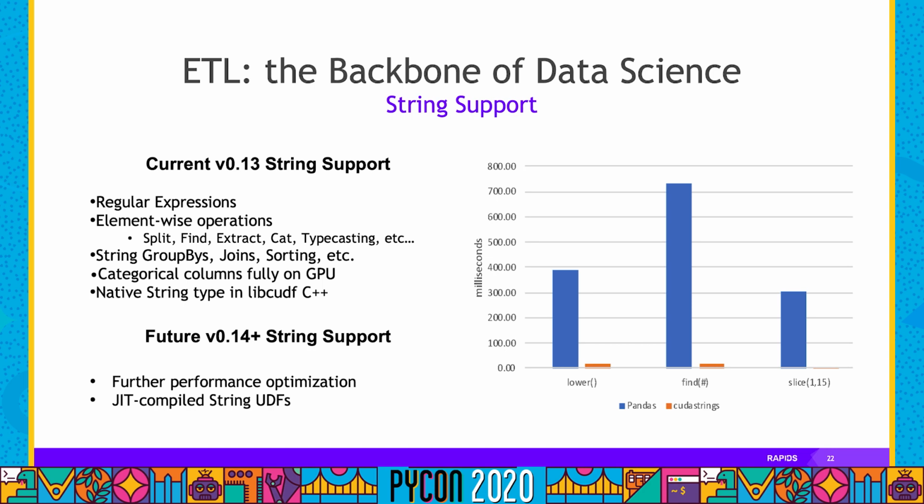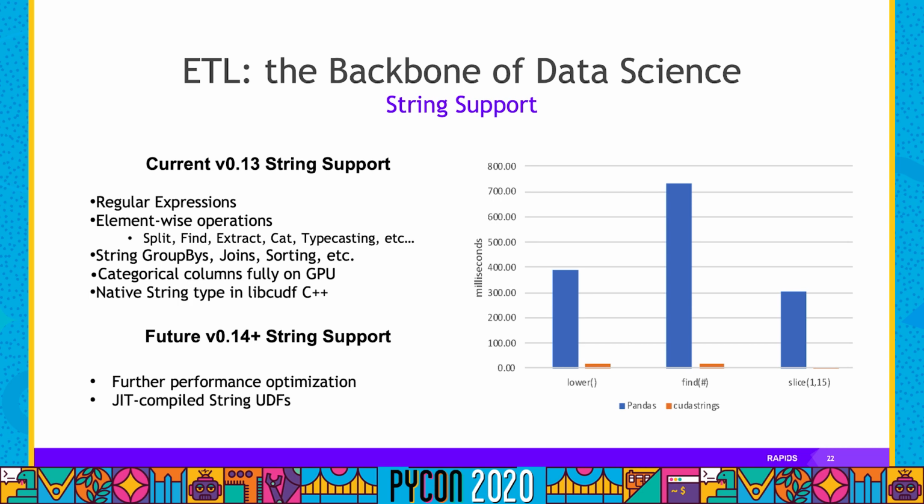We support everything from regular expressions, element-wise operations like split, extract, typecasting. We can support group bys, joins, and sorting all on string data. Categorical columns are fully on the GPU, and there's a native string type in libcuDF C++. Going further in 0.14 and on, we're hoping to continue to do performance optimizations and then support JIT compiled string UDFs.